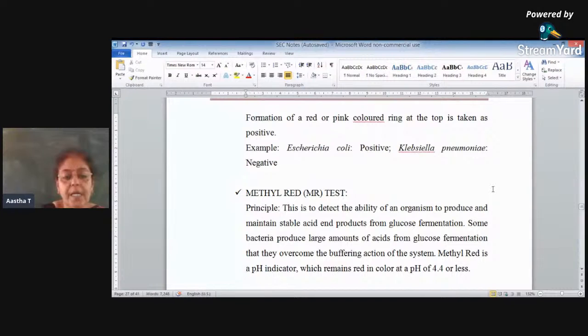Some bacteria produce large amounts of acid from glucose fermentation, while some cannot produce that acid, or even if the acid is produced, it will be neutralized. So methyl red is a pH indicator. So if the acid is produced, what will happen? pH will decrease, and when you add methyl red, that red color is retained at pH 4.